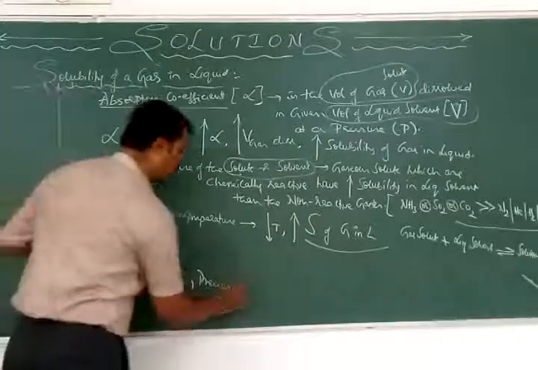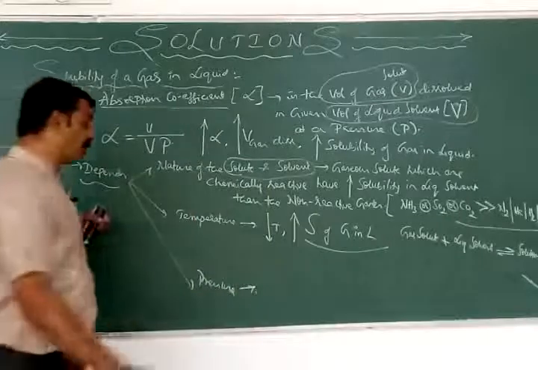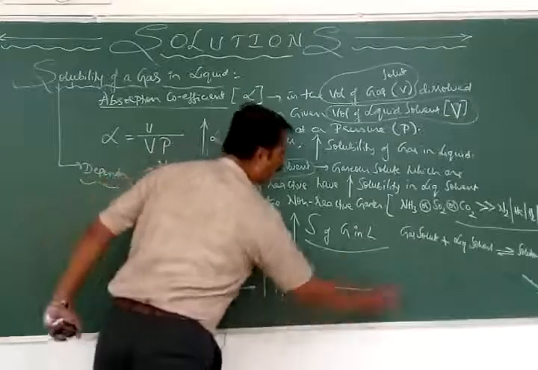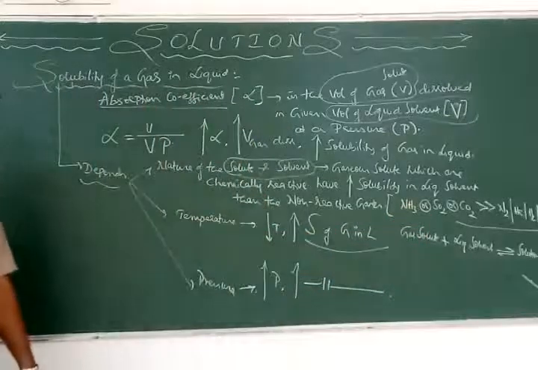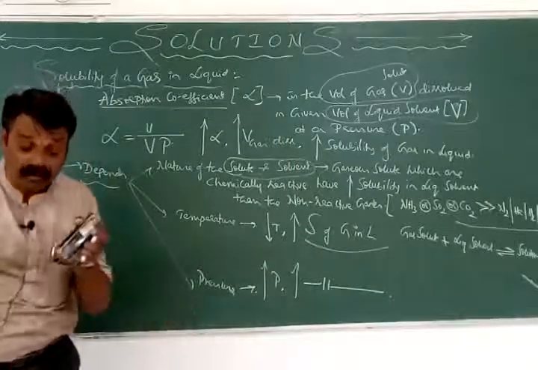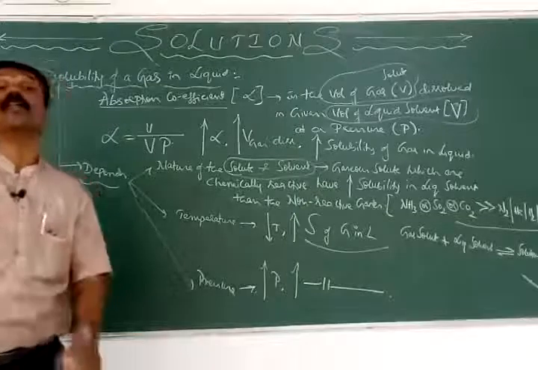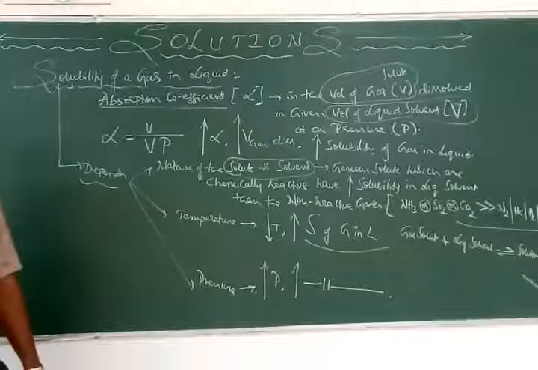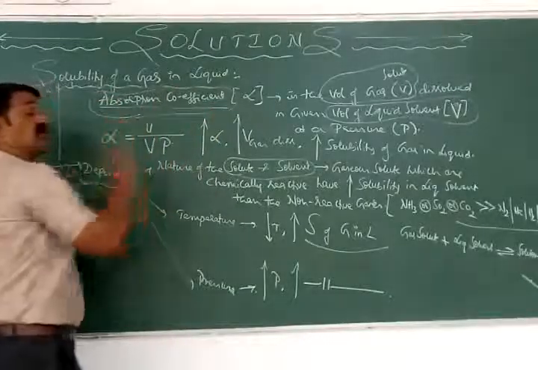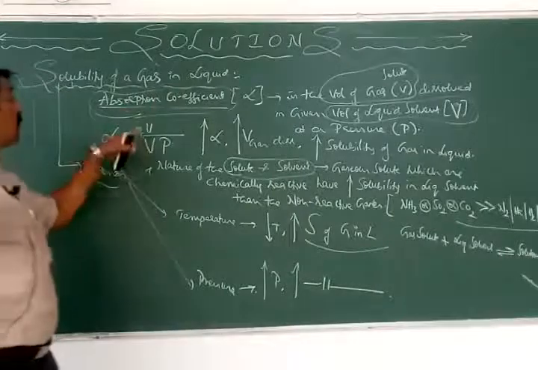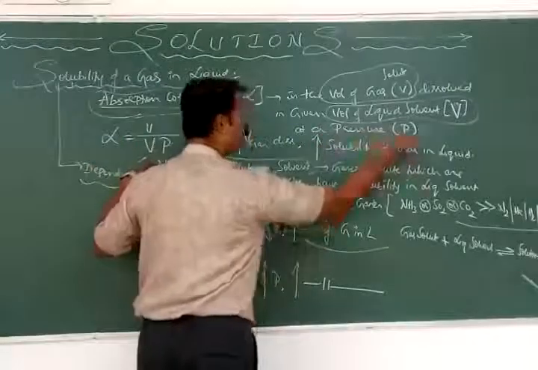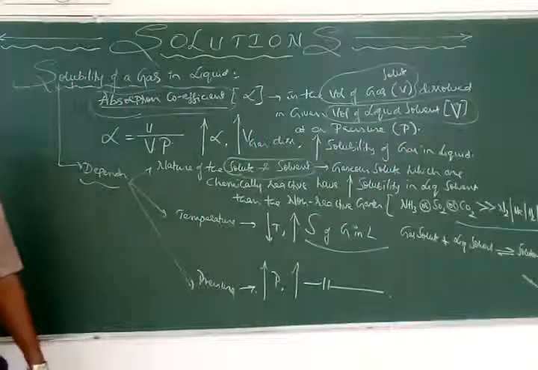So next we will have the effect of which one? Pressure. What is the effect of pressure here? Increase in pressure increases the solubility of which and which? The gas in the liquid. If I apply pressure, what happens? More amount of the gas gets dissolved in the liquid solvent. Means increase in pressure always increases the solubility of the gas in the liquid, which depends upon which coefficient? Because increase in the volume of the gaseous solute increases the absorption coefficient. As the absorption coefficient increases, the solubility of the gas in the liquid goes on increasing.